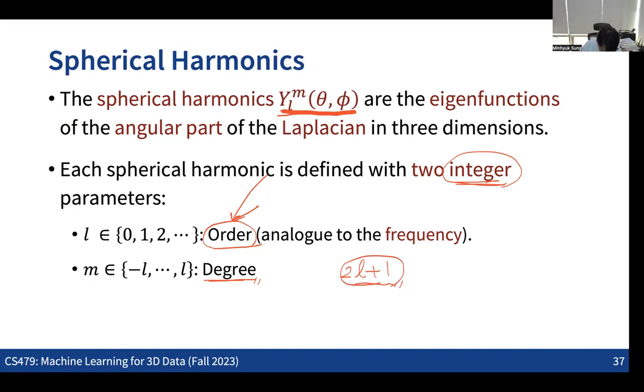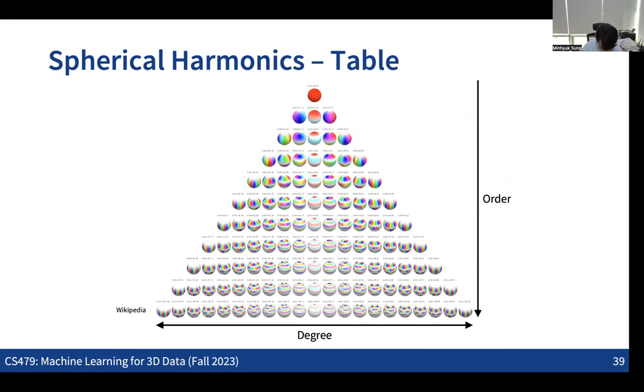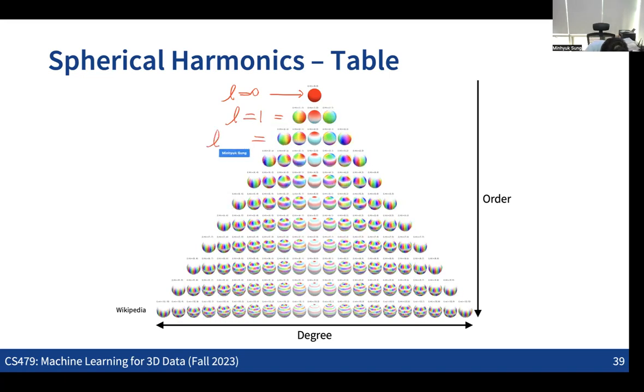If we look at some details here, these are some examples of the basis functions, the spherical harmonics, for each L and M, and also these are the visualizations. The first one is when L is 0, the second one is when L is 1, and the third one is when L is 2, and so on. As we increase the order, we get more basis functions, the spherical harmonics.